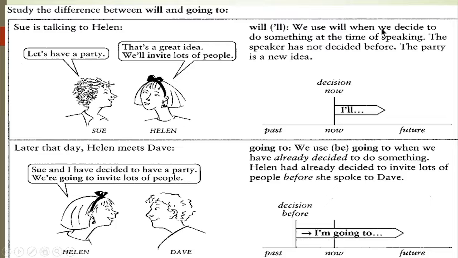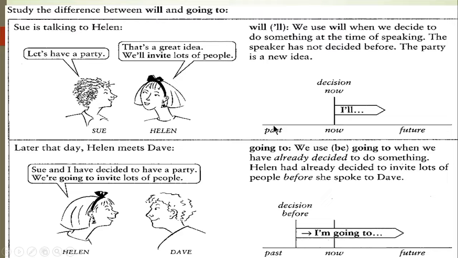We use will when we decide to do something at the time of speaking. The speaker has not decided before. The party is a new idea. So remember, when we decide at the time of speaking, we use will. That something has not been decided before. So that is how we use will.